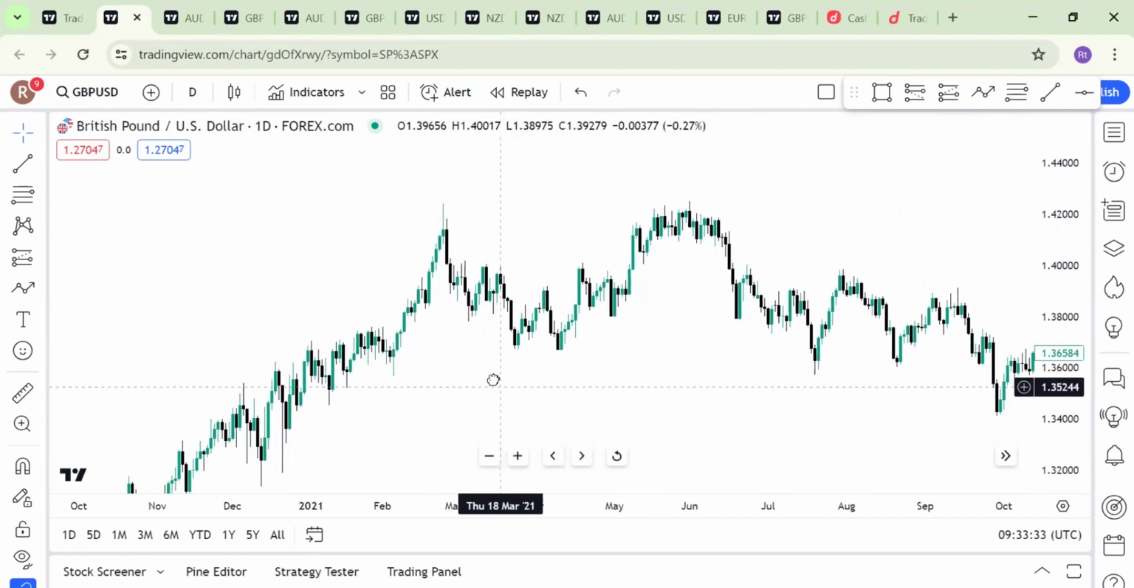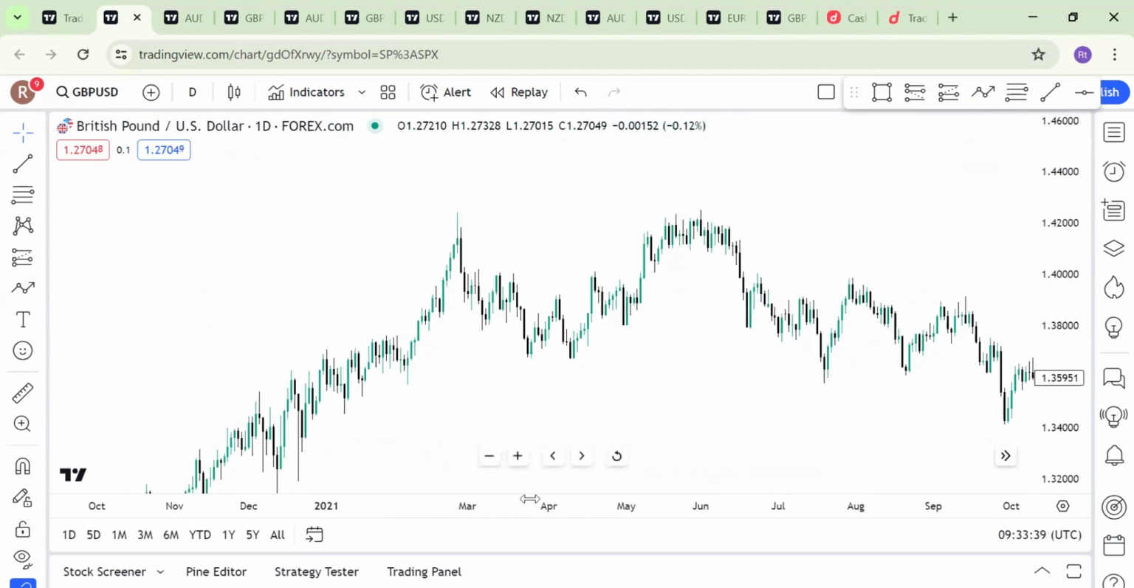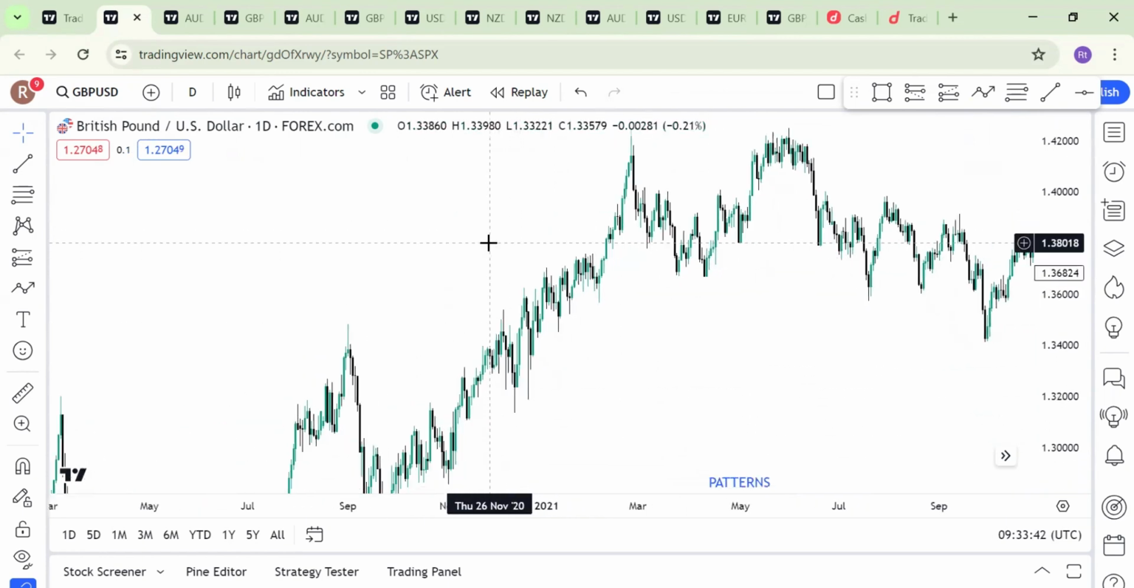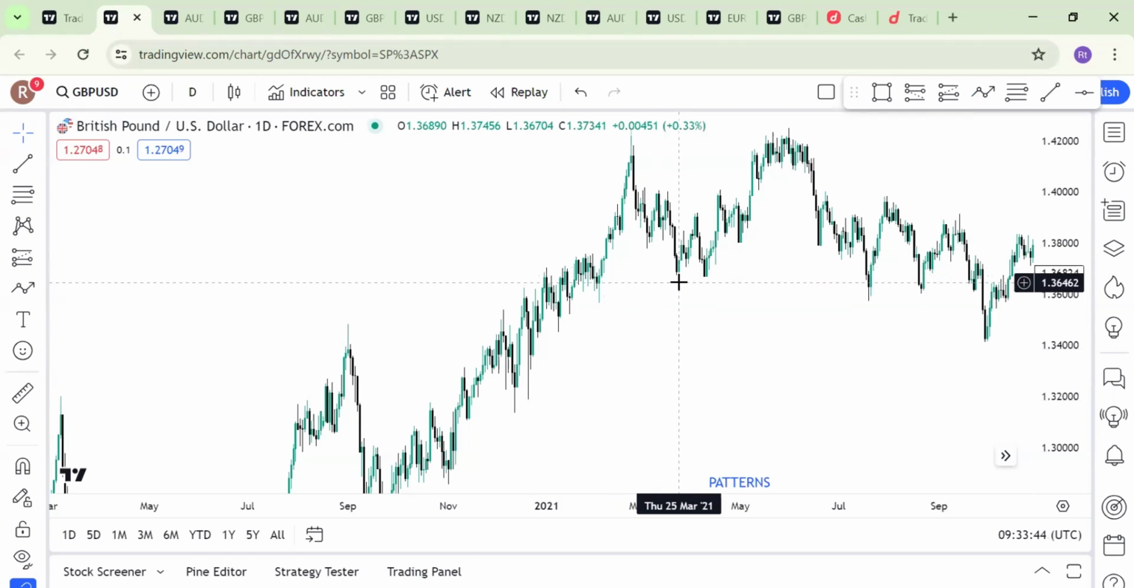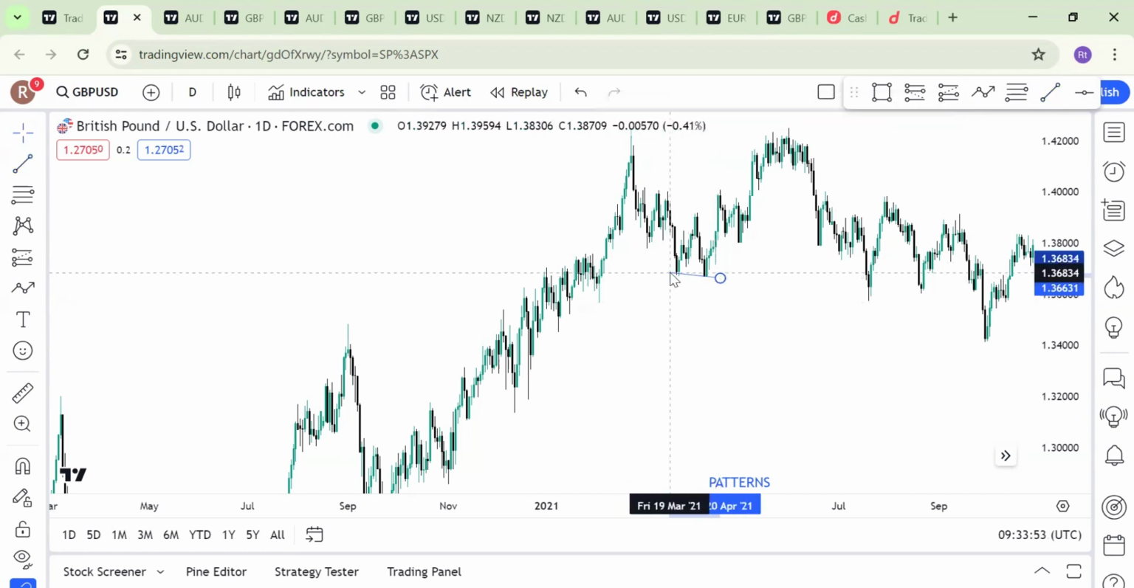Okay, this is a perfect example. This right here is a perfect example of a double top and a double bottom. This right here is a double bottom. You can see the double bottom. Sorry. This is a double bottom. You can see it.